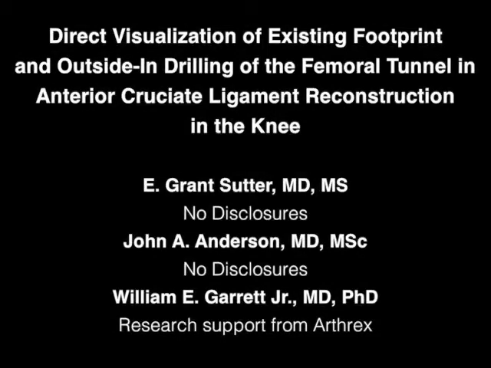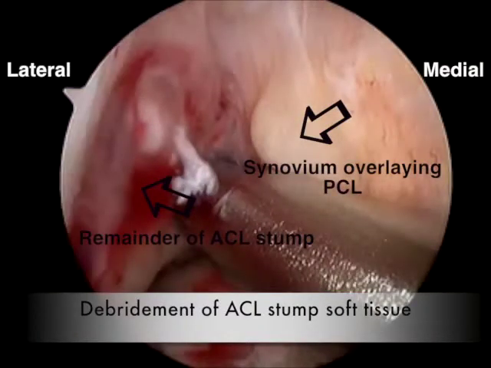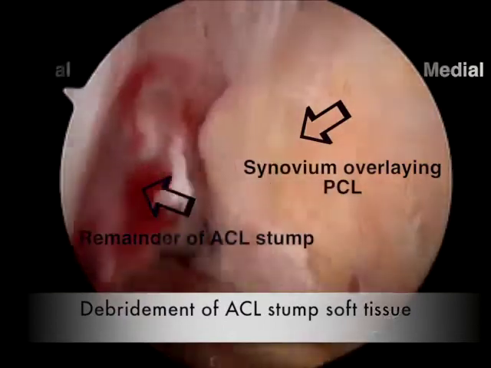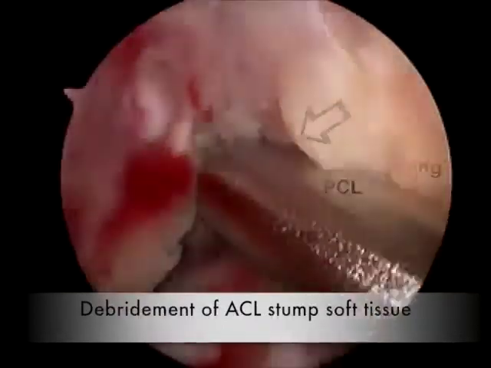What we aim to show today is retrograde drilling of the femoral socket using the existing footprint of the ACL in surgical reconstruction of the anterior cruciate ligament. Here we see the rather large footprint of the anterior cruciate ligament on the lateral wall of the femur and the synovium overlaying the posterior cruciate immediately adjacent.